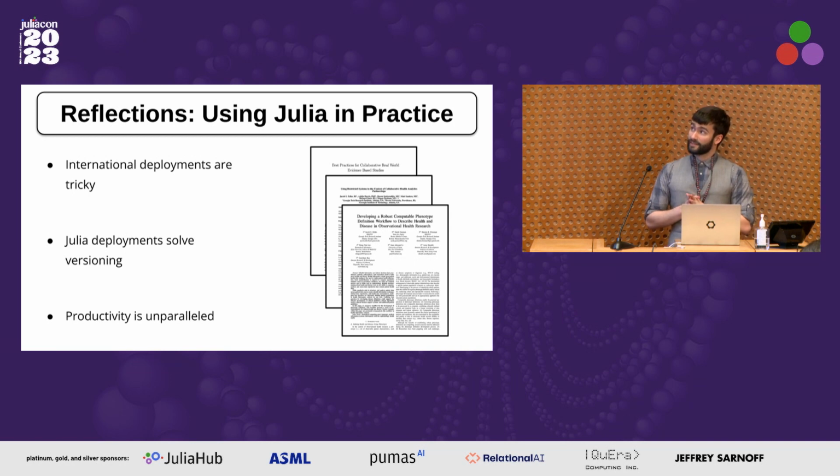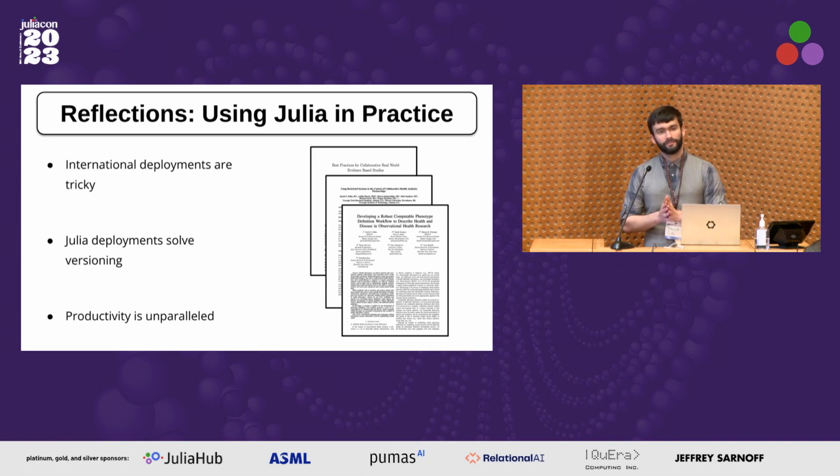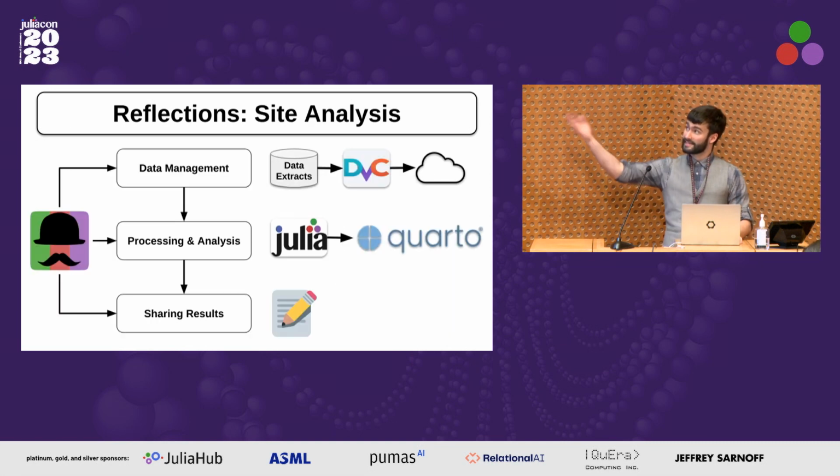And thankfully, though, through the course of this project, my colleagues and I have published one paper so far on developing a cohort or patient definition. But additionally, we're working on a paper about best practices with how we can make these deployments easier in production. And I will say, though, in my experience, that Julia deployments solve the versioning problem, especially when compared to the R ecosystem. This is very easy to deal with. And then also, the productivity is unparalleled within the Julia ecosystem, as evidenced by here, where I felt no lack of actual tools that I needed for my analyses.